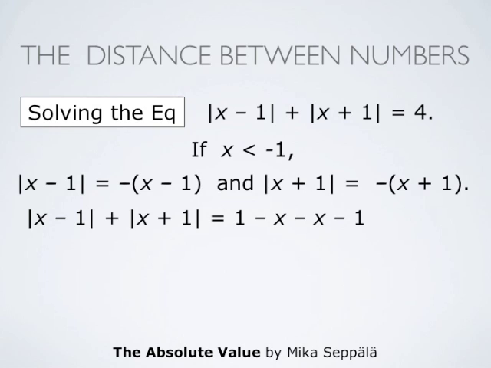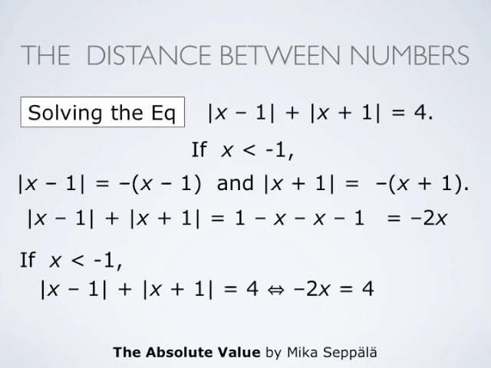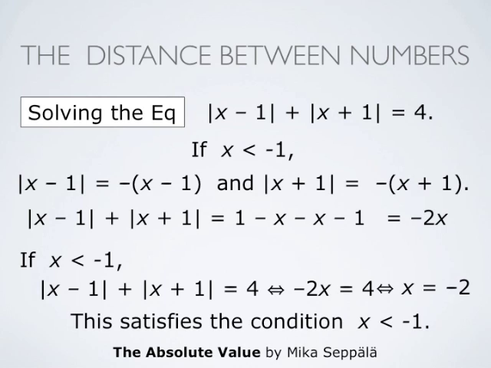And 1 and minus 1 cancel out, so the left-hand side becomes -2 times x, and the equation itself is -2 times x equals 4. And this if x is less than -1. And the solution to this is x is -2, and since -2 is less than -1, this means that x equals -2 is a solution.